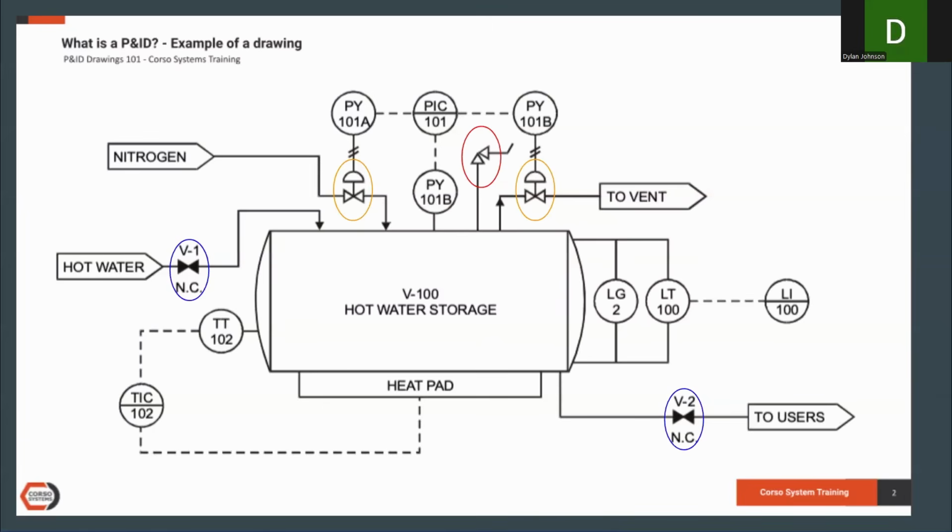Even if every control system fails, this valve protects the equipment and, most importantly, the people who operate it. Now let's talk about these bubbles that are all over the drawing. I've grouped them by color: blue for temperature, orange for pressure, and purple for level.